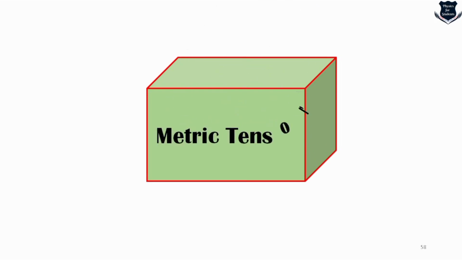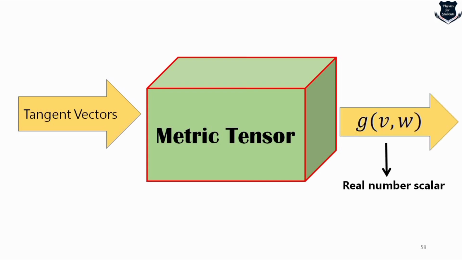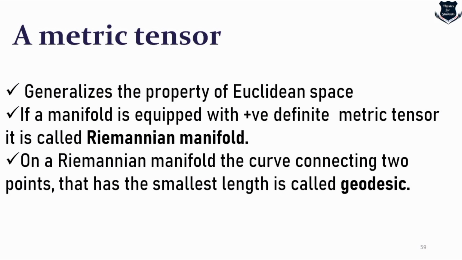Why we are doing all of this is that the metric tensor is one object into which all those tangent vectors are pushed, they are processed, and what results is a real number, a scalar. This is g(v, w). A metric tensor is a generalization of the properties of Euclidean space. If a manifold is equipped with a positive definite metric tensor, it is called a Riemannian manifold. We will explore what a Riemannian manifold is. On a Riemannian manifold, the curve connecting two points with the smallest length, as we have seen, is called a geodesic. So these are more or less 1, 2, 3 important points of a metric tensor.